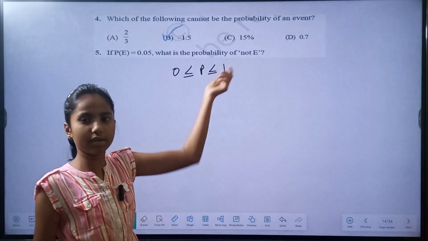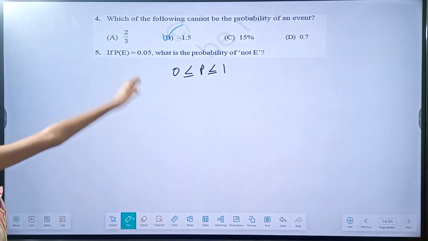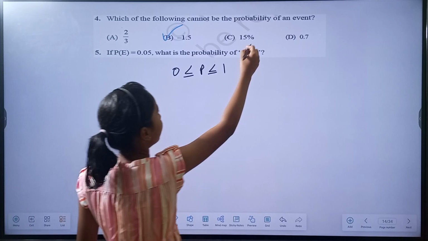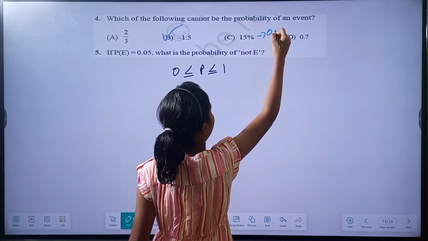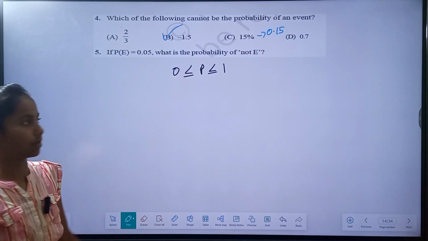And we have 15%, which is equal to 0.15. 0.15 is also between 0 and 1. So the option is minus 1.5.